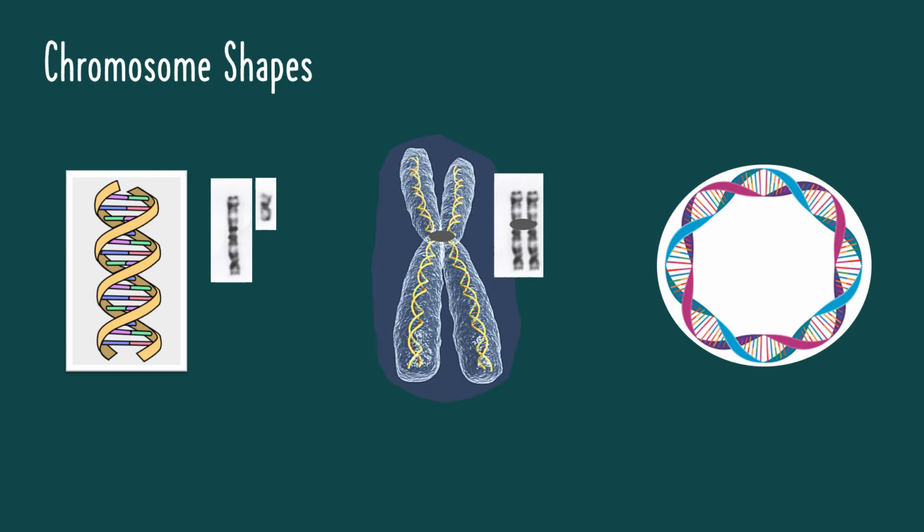In prokaryotes, like bacteria, each cell has one circular chromosome. You can see here that the twisted ladder has no beginning or end. It's shaped more like a rubber band than a ribbon. Descriptive words for each of these chromosome shapes include linear, duplicated, and circular.